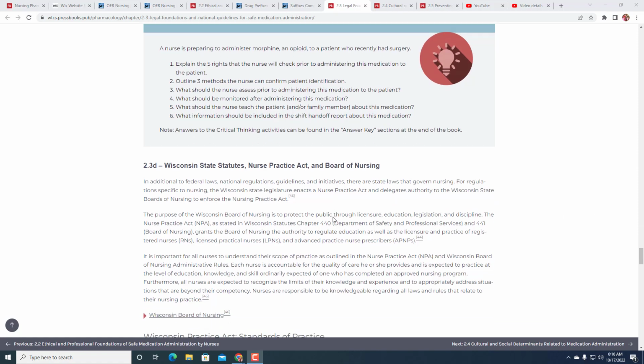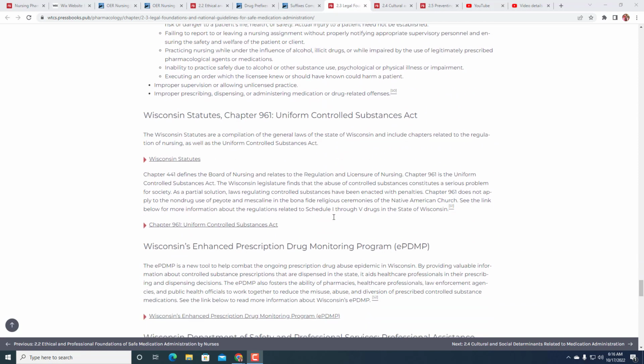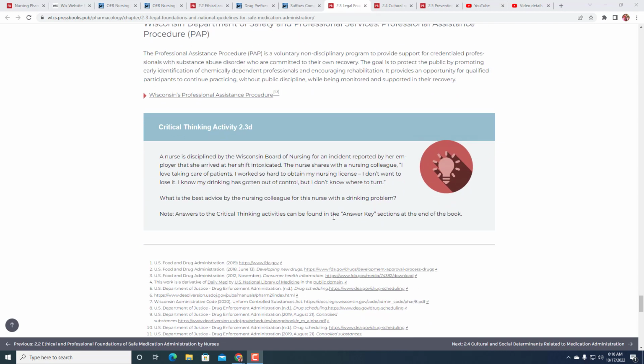All right, let's go on to 2.3D. Okay. A nurse is disciplined by the Wisconsin Board of Nursing for an incident reported by her employer that she arrived to the shift intoxicated. The nurse shares with a nursing colleague, "I love taking care of patients. I work so hard to obtain my nursing license. I don't want to lose it. I know my drinking has gotten out of control, but I don't know where to turn." What is the best advice by the nursing colleague for this patient with a drinking problem?